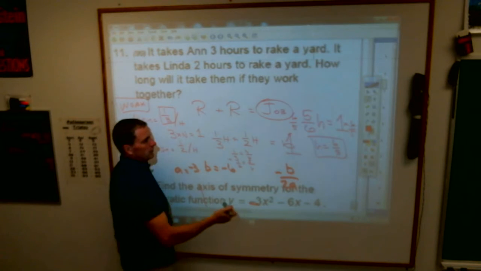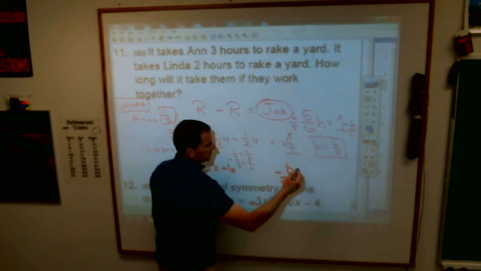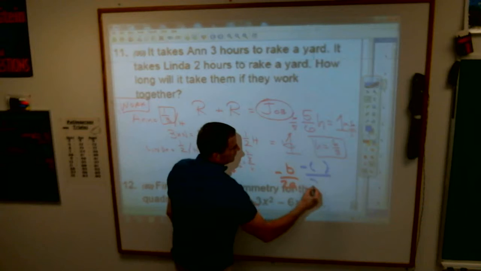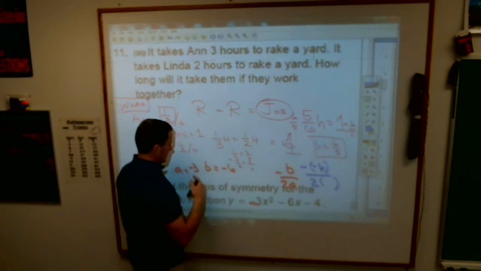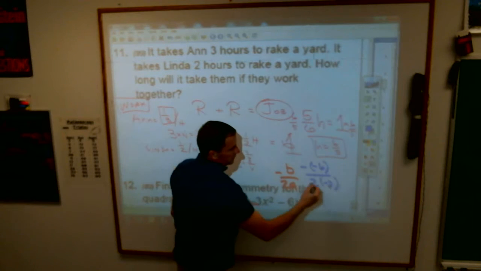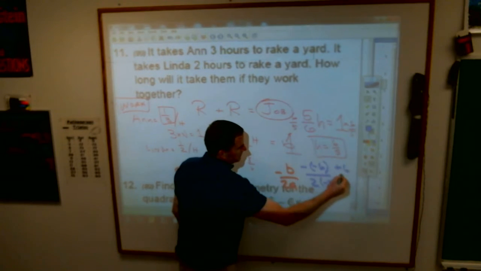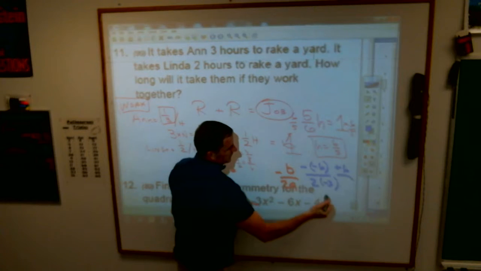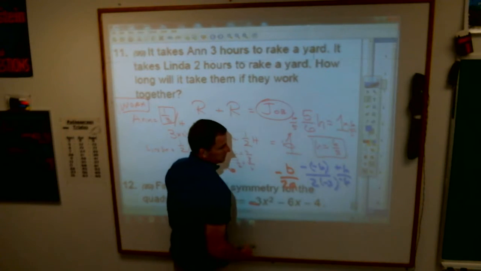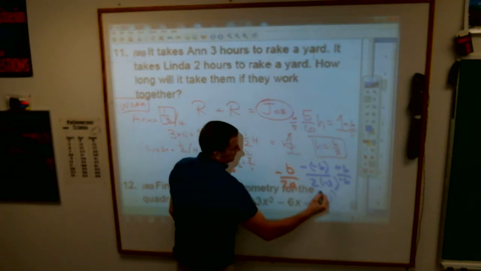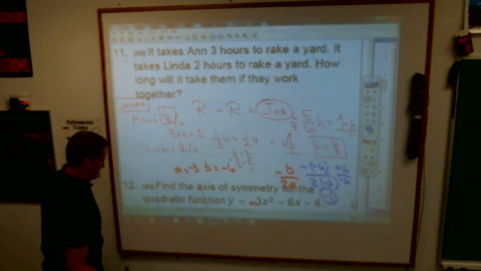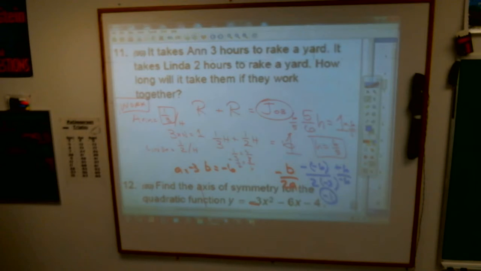So again, please use parentheses, because that's probably where the mistake happens. -b over 2a. B is -6, A is -3. So -b is +6, and 2 times -3 is -6. And 6 over -6 is -1. That's all you had to do for that? The axis of symmetry is x equals -1.